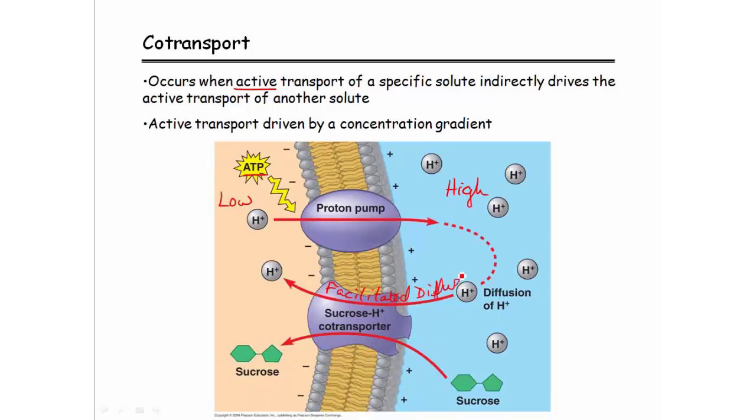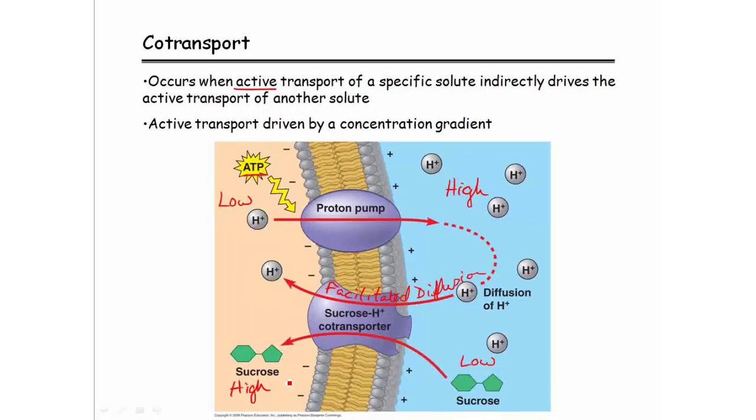Notice that we are going from high to low, and we're just using a carrier protein to make that happen. Now, the second part of this says that this active transport is going to indirectly drive the active transport of another solute. If you look, we have a second molecule here, sucrose. Sucrose is in a low concentration out here, and it is in a high concentration inside the cell. Because sucrose is a beneficial molecule for the cell, it makes sense to bring more of it into the cell and accumulate the sucrose. That would be active transport, to move it from low to high.